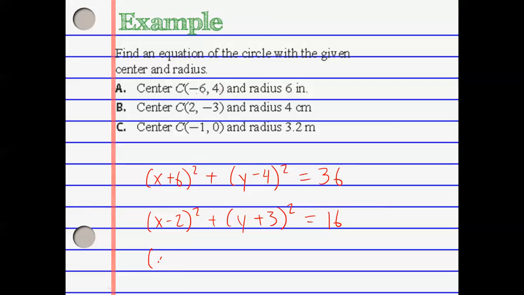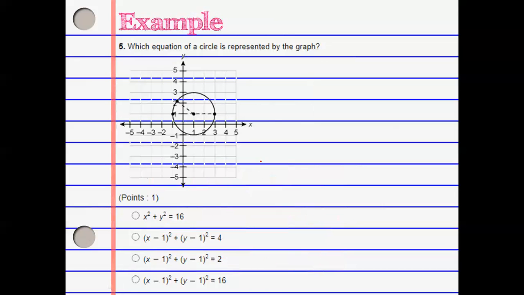For the third one, it's going to be x plus 1 squared plus, and here we have 0, right? So that's y minus 0. So we can actually just say y squared equals, and here we have 3.2. So we want to take 3.2 times 3.2, which is going to be 10.24. And those are all our equations of the circle.